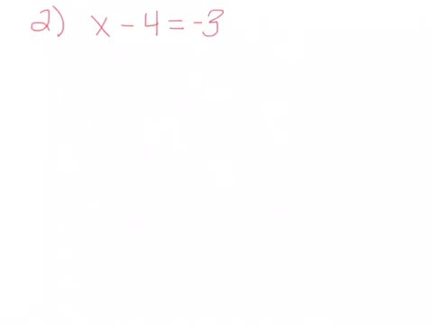On this example, we're again trying to get x on a side by itself, but this time x has 4 subtracted from it. So what's the opposite of subtract 4? It is add 4. So I will add 4 to both sides of the equation. On the left, I bring down my x. Negative 4 plus 4, those are opposites, and opposites add together to give 0. x plus 0 is just the x. So x is equal to negative 3 plus 4, which is 1.